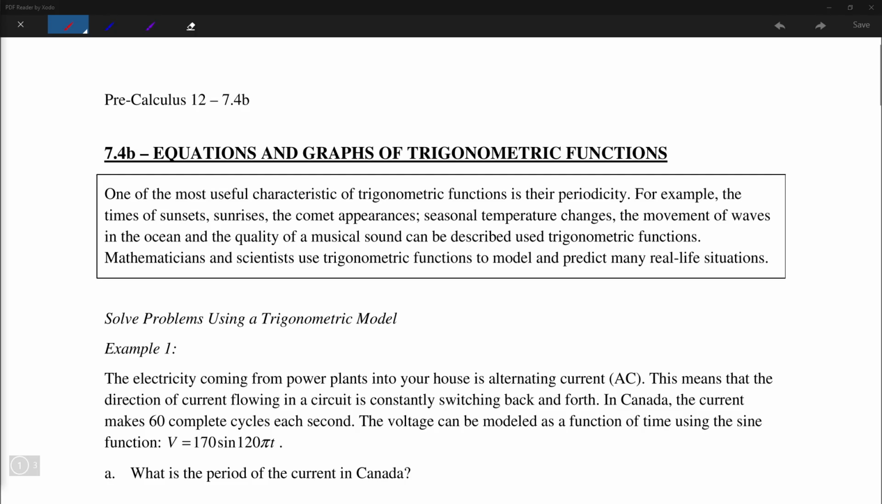Hello everyone, so today we're going to go over section 7.4 part B, equations and graphs of trigonometric functions. Today we're going to go over the word problems in the unit, starting with example 1.